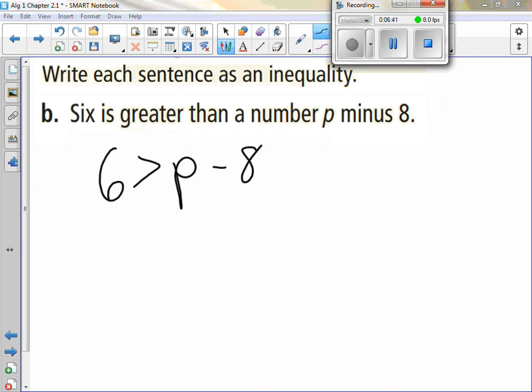So the answer for this is this here. 6 is greater than p minus 8. And that's it. That's all we have to do for this here. And most likely on the homework assignment in Big Ideas Math, it's going to have you drop numbers in. I don't think it'll have you type. It might. I don't know.